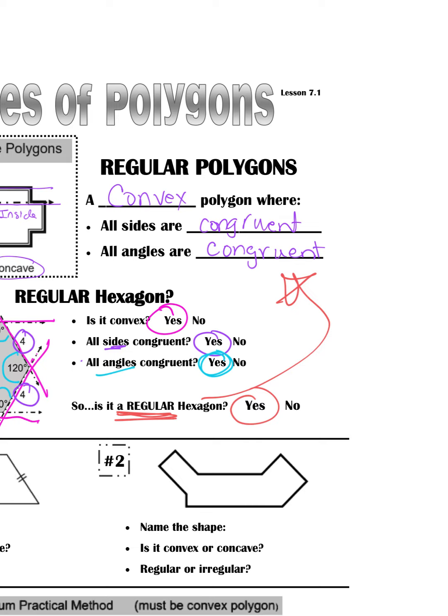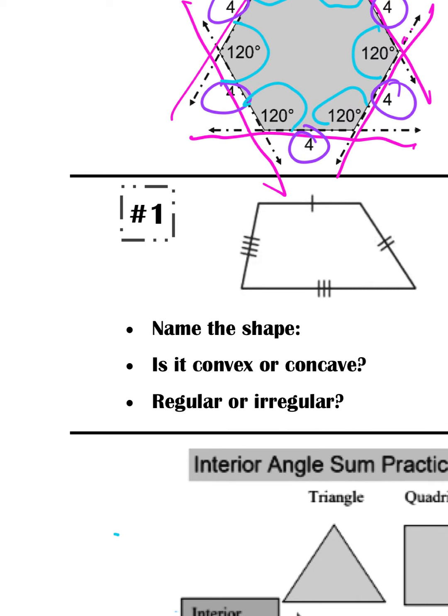All right, let's go to this one right here, number 1. So name the shape. First off, how many sides does it have? Okay, the sides, we have 1, 2, 3, 4. So it has 4 sides, and that is called a quadrilateral. Okay, 4 sides, it's called a quadrilateral.